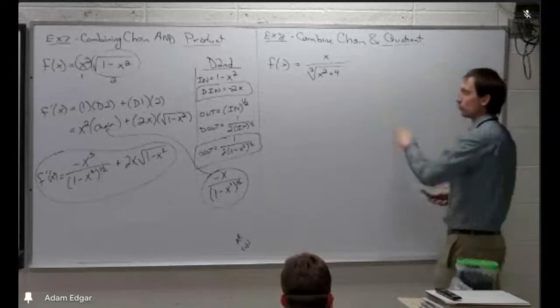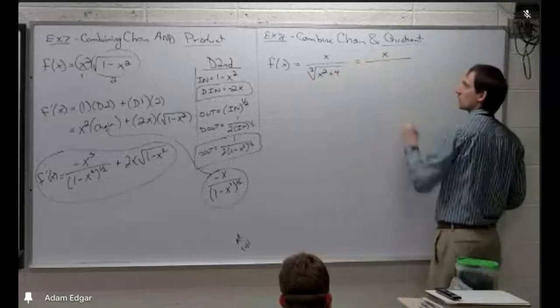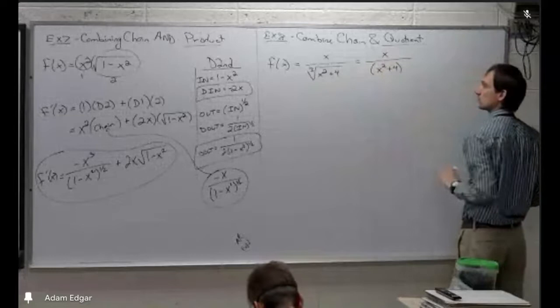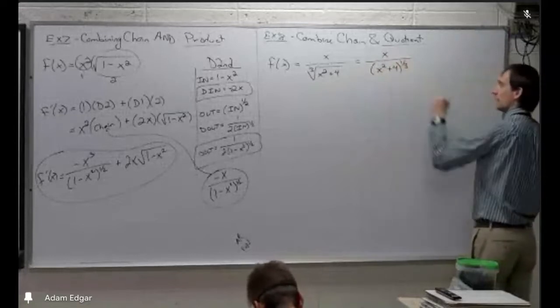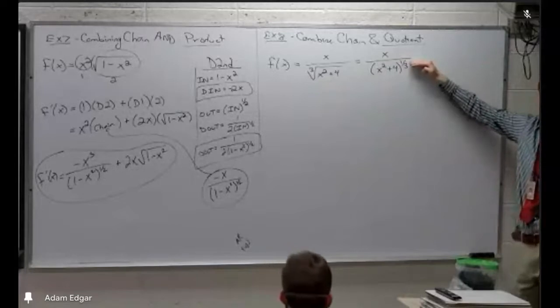Before you start this, it might be helpful to rewrite the denominator as x squared plus 4 to the what? 1 third. So I think a general rule of thumb is if you have to do a derivative and you see a radical, rewrite it without the radical, turn the radical into an exponent.